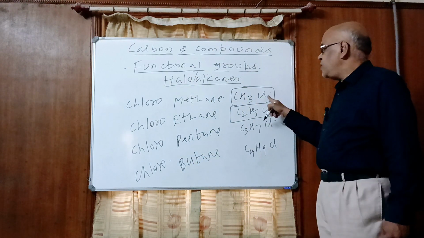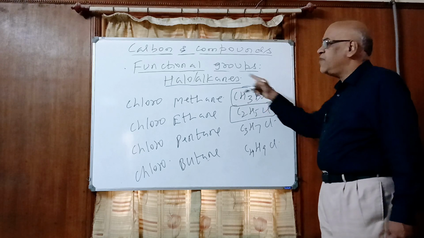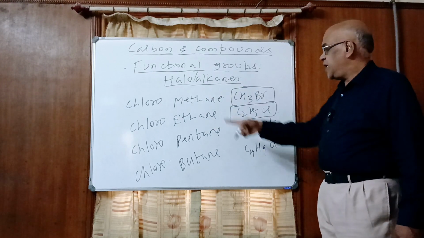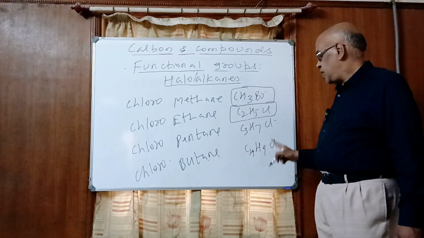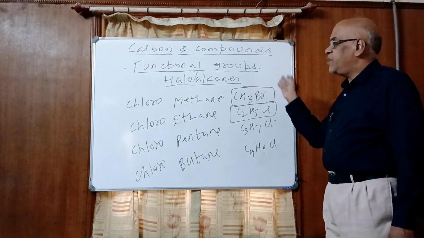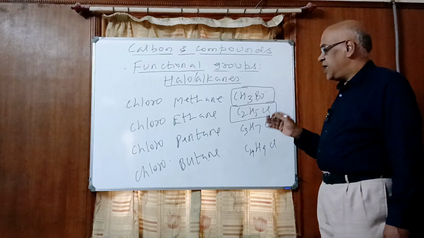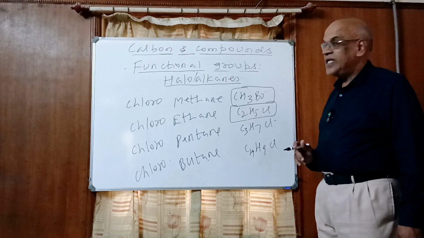Suppose bromine is attached instead of chlorine, children. What is the name of this compound? What would have been the name of this compound? Bromomethane, bromoethane, bromopentane, bromobutane, if bromine would have been there. Similarly, if iodine was there, it would have been iodomethane, iodoethane, iodopentane, iodobutane. That's it about haloalkane, children.